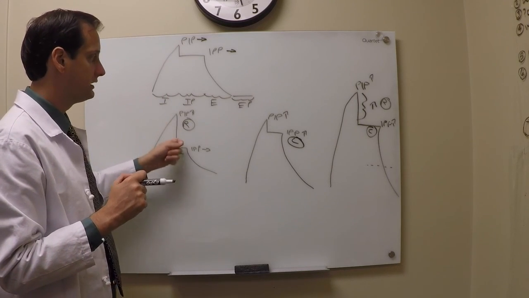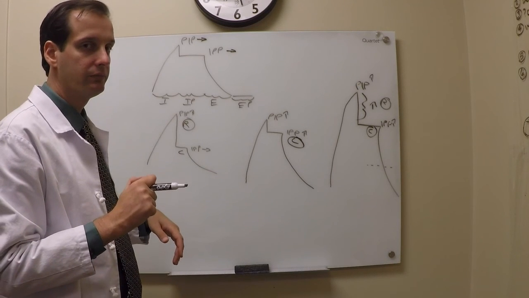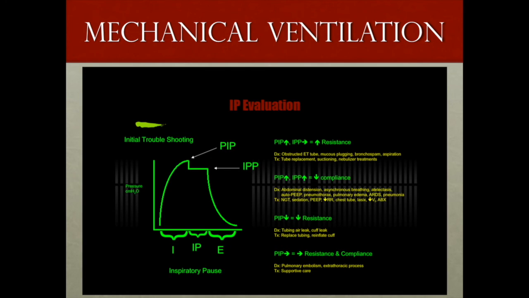But by looking at these numbers, you can tailor what your differential diagnosis is. So in the first scenario, if you have a patient who has an elevated peak pressure but a normal plateau pressure, you know that the elevation of their peak pressure is due solely to increased airway resistance.